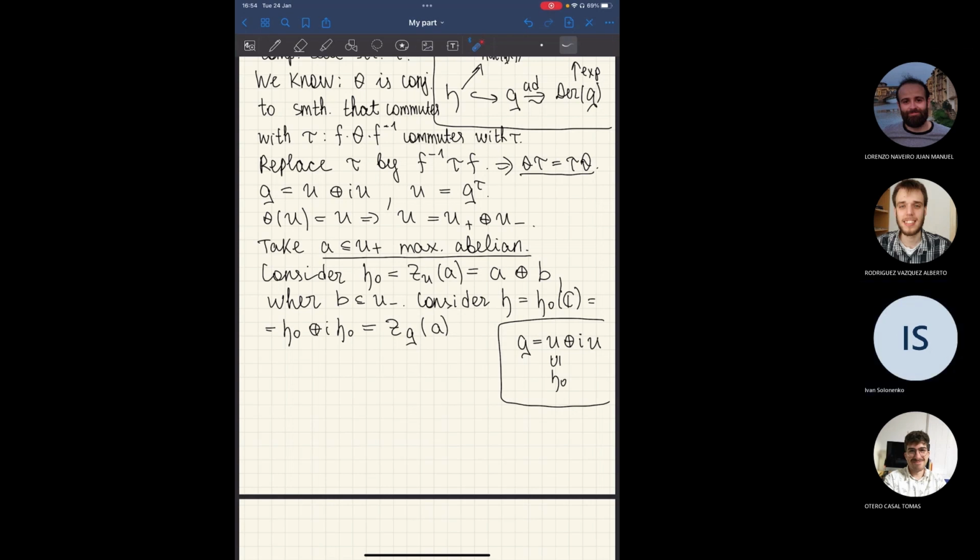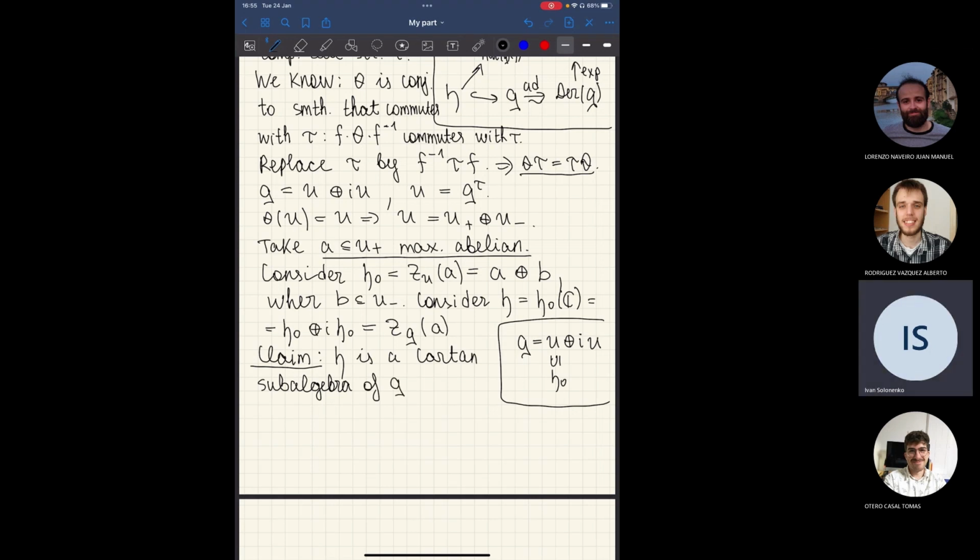They're the same as for symmetric spaces. So, but now H naught is the centralizer of A in U, and the centralizer of A in iU obviously is just i H naught. So this is why we have this equality. Okay. So now claim: H is a Cartan subalgebra of G stable under theta, which is what we want.